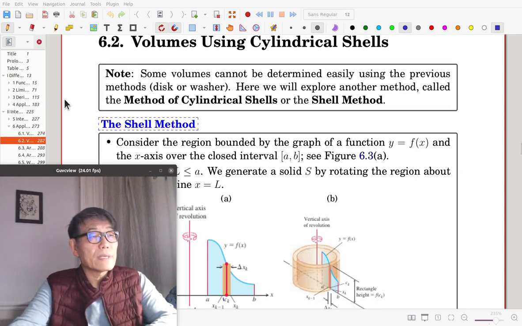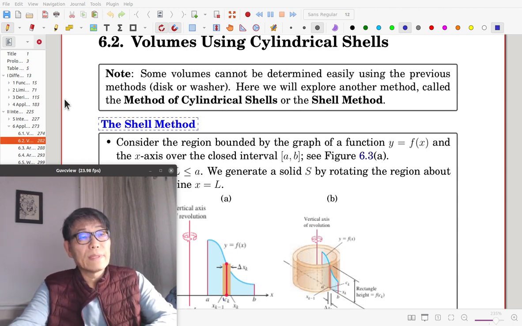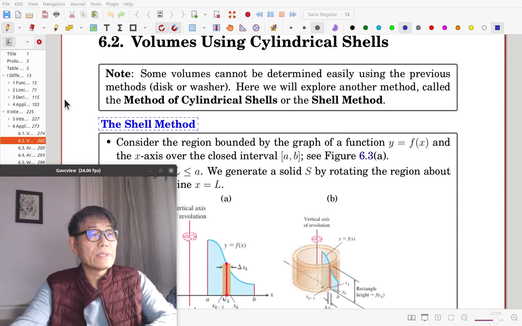It is section 6.2, volumes using cylindrical shells. Some volumes may not be easily determined using the previous methods, such as the disk method and the washer method. In this section, we'll introduce another method called the method of cylindrical shells, or simply the shell method.